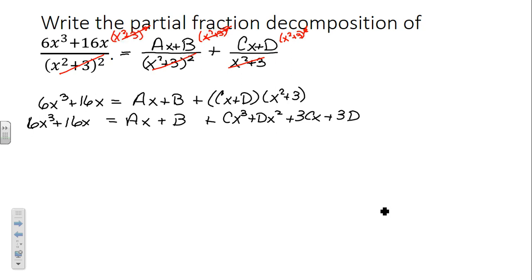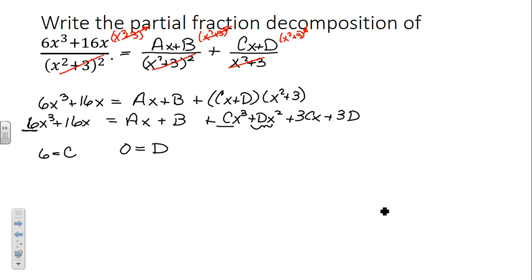We have 6 in front of the x cubed, right? So what does it have to be equal to? C. So 6 has to be C. That was the only x cubed we had. Okay? Do we have any x squareds? No. So 0 x squareds have to be equal to d x squareds. Okay?